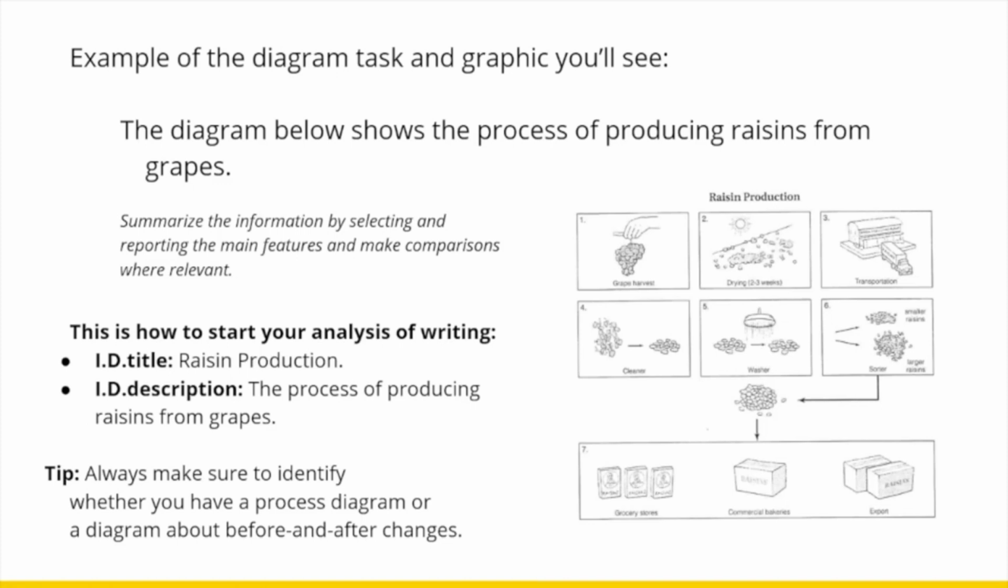And for you to do a little bit of analysis on your writing, and understanding this whole diagram, you can do the following. So for example, take notes and write down title. Your title will be raisin production, and then description. The description is pretty much what you had in your prompt, the process of producing raisins from grapes. And again, the most important part for you before you begin writing or planning is to determine whether you have changes before and after, or you have a process diagram just like this one.